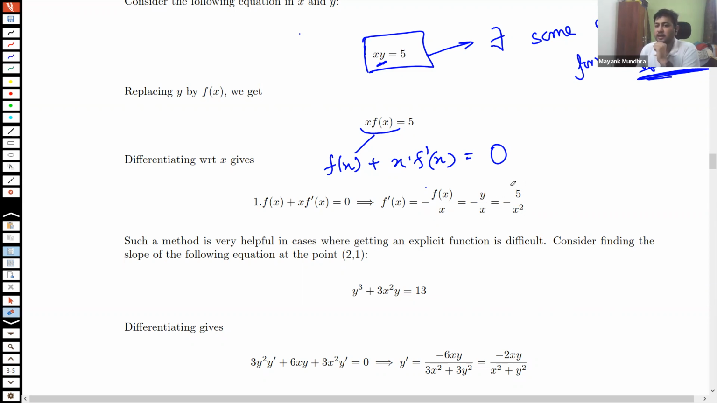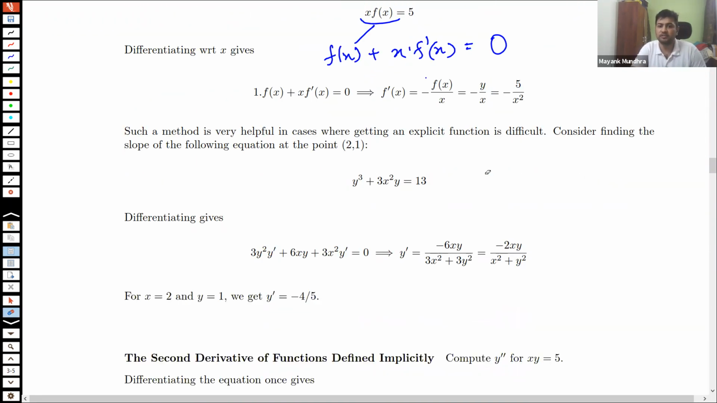If I write y as 5 by x, then this becomes minus 5 by x squared. If I'm required, I can write it like this. If I do not want to, I can stop here. If I have x and y values, I can stop here. Generally, they give me some function, for example this one, and they ask me the slope, that is basically the derivative, at a particular point, 2, 1.